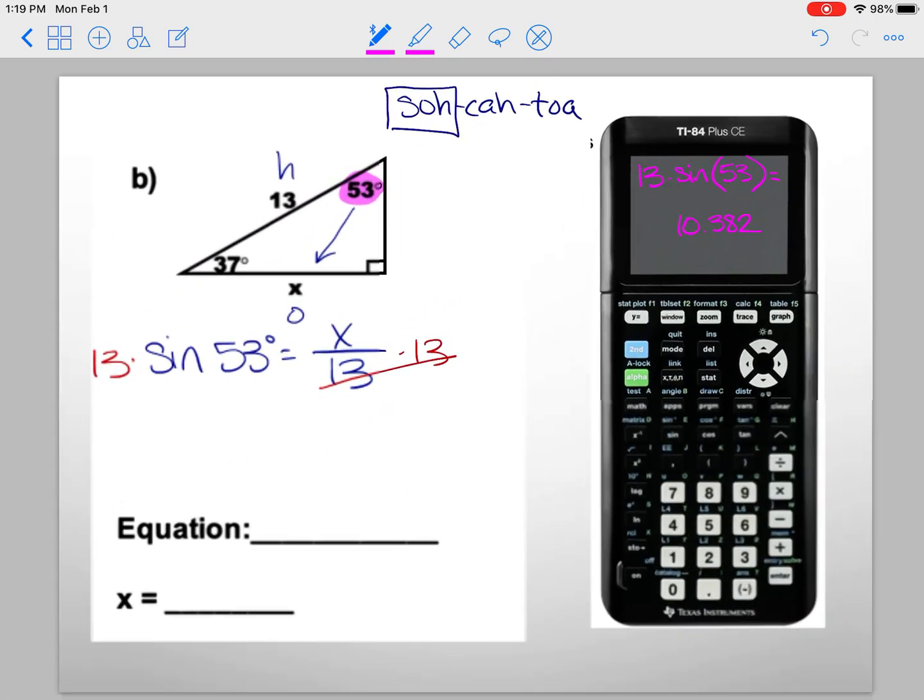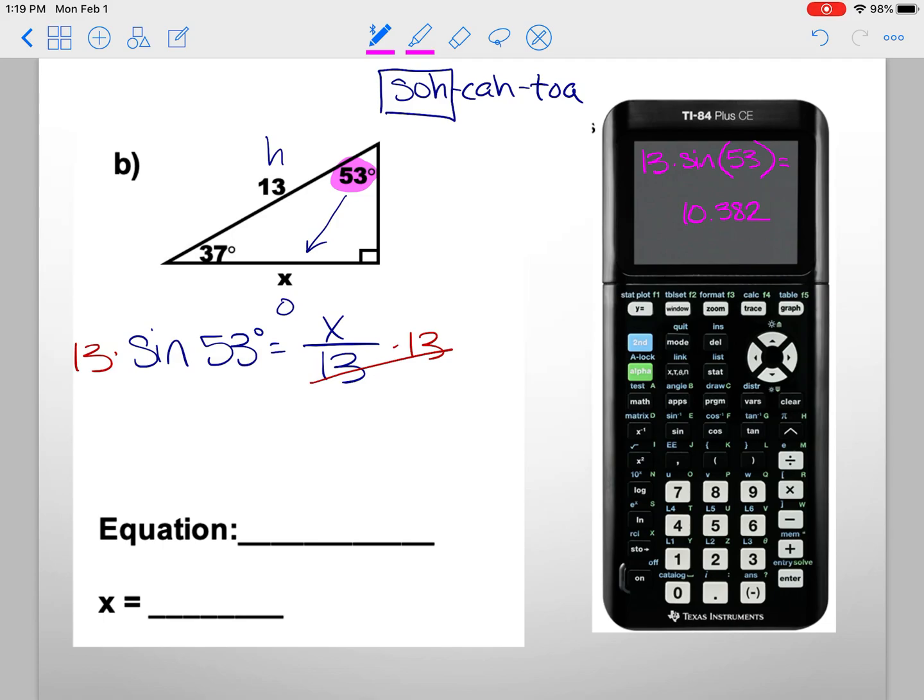And you will get 10.382. If you use the other angle, 37, you would still get the same answer, but your ratio would change. You wouldn't be using sine anymore, you would be using cosine. So let's copy down what we need. Our equation was sine of 53 degrees equals x over 13, and we got 10.382 as our answer.